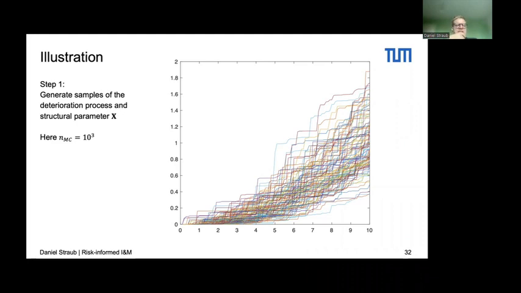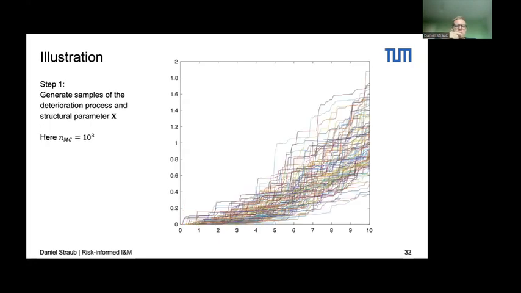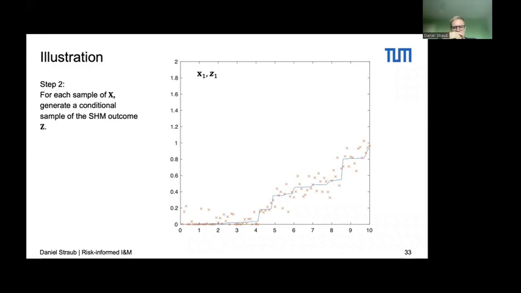And in the second step, I generate the observations I would make with this strategy. The observations come from the monitoring system, and this gives me an observation at each discrete time step. You see here these noisy measurements of my deterioration. This is one trajectory, and I do this for every trajectory that I generated. So for each trajectory, I generate an outcome of my monitoring system. This is for another trajectory. This is for another trajectory.